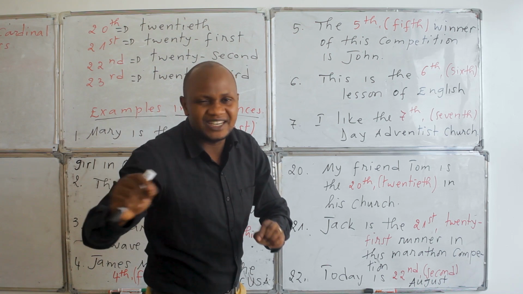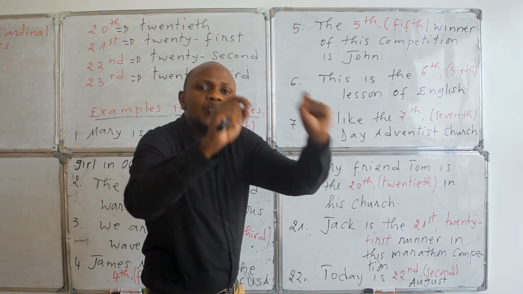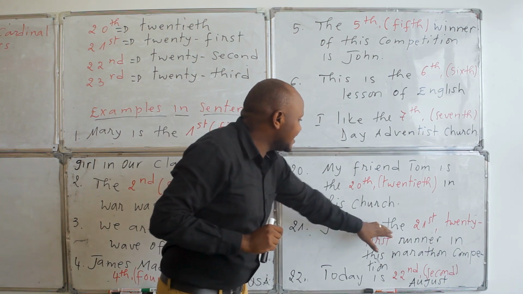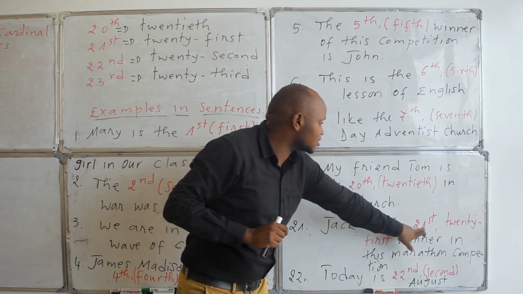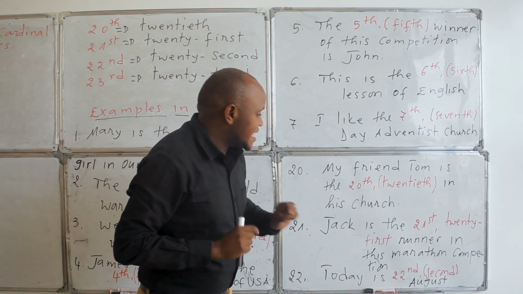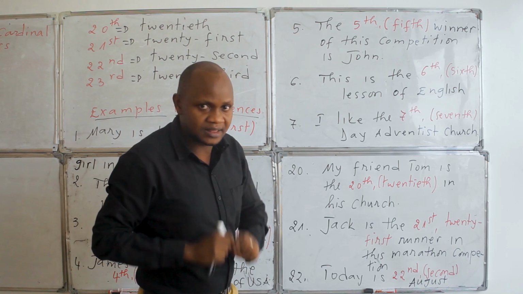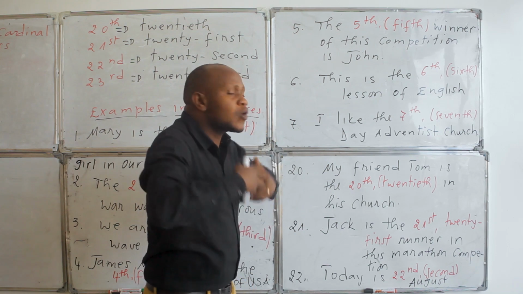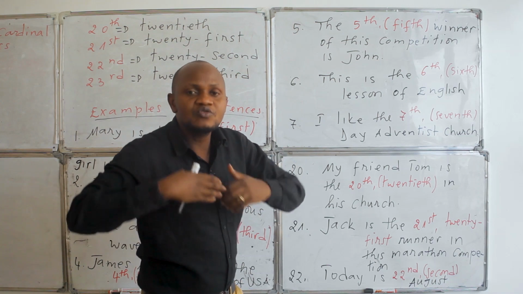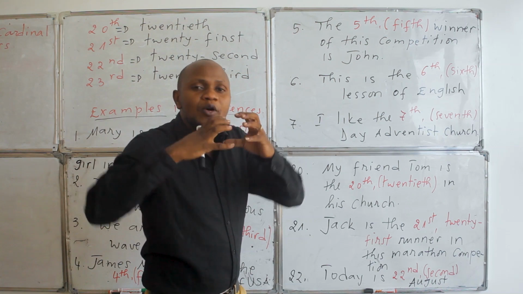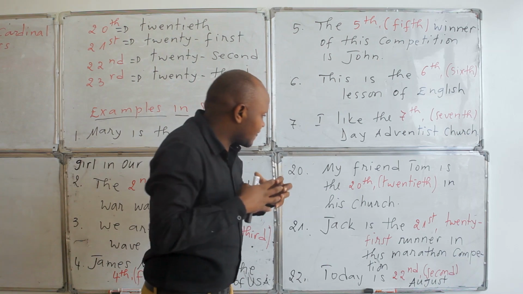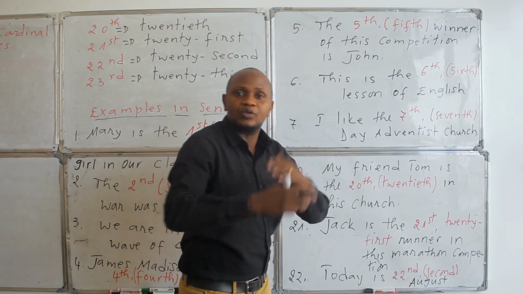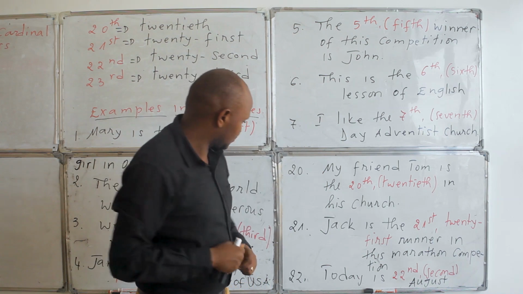Ntuzavuge 21. No. You shall kuvuga ngo ni uwa 21. Jack is the 21st runner in this marathon competition. Muri iri rushanwa rya marato, Jack ni uwa makumyabiri na rimwe. 21st runner. Runner ni umuntu wiruka nyine. Runner or runners. Good.